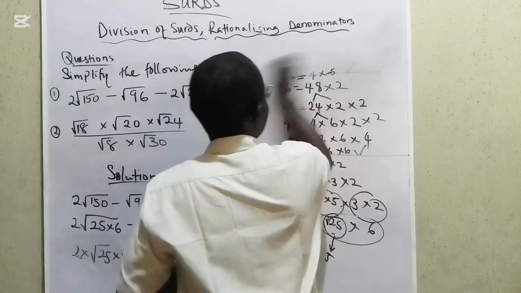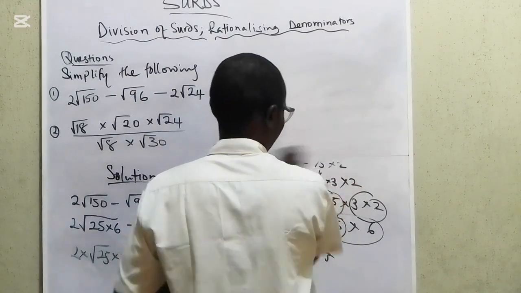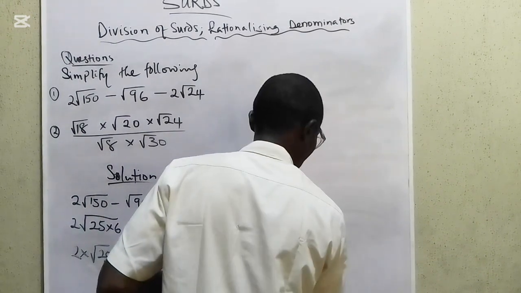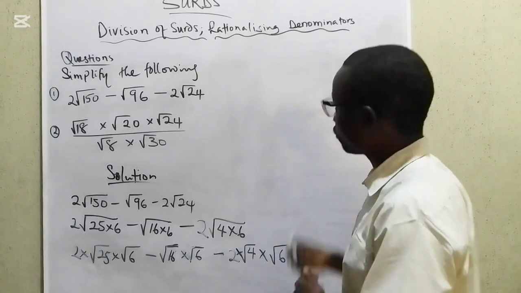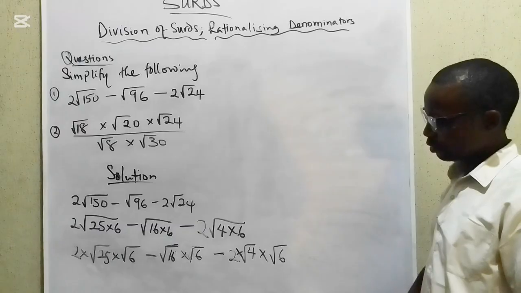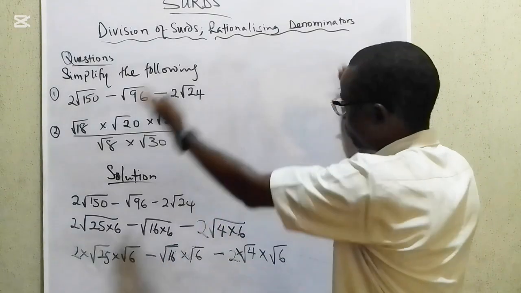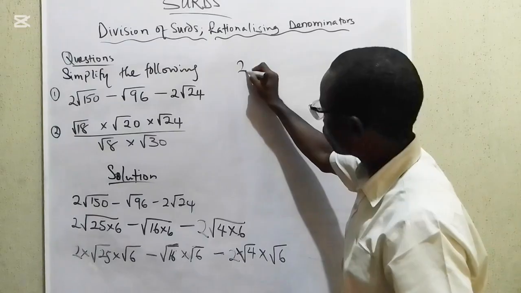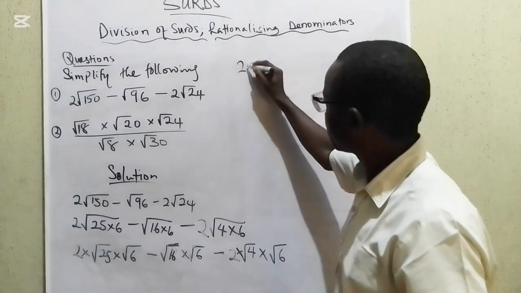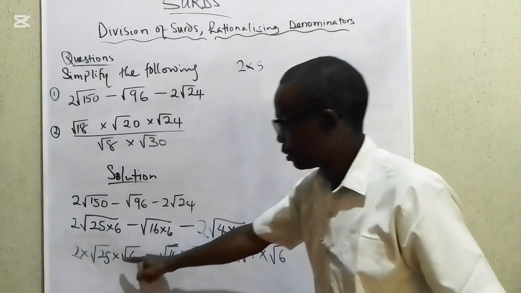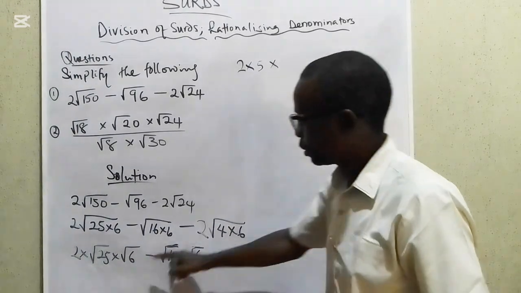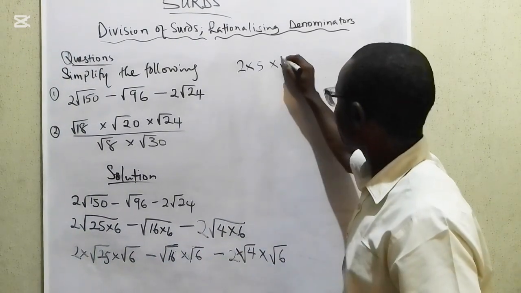Let me pull this one up. Or should I break it down first? Let me pull it here so it will be easy to see. So what I have is still 2. Okay, just break it down. The square root of 25 is 5. This is already done. Times the square root of 6, which is not a perfect square, so we'll leave it here.